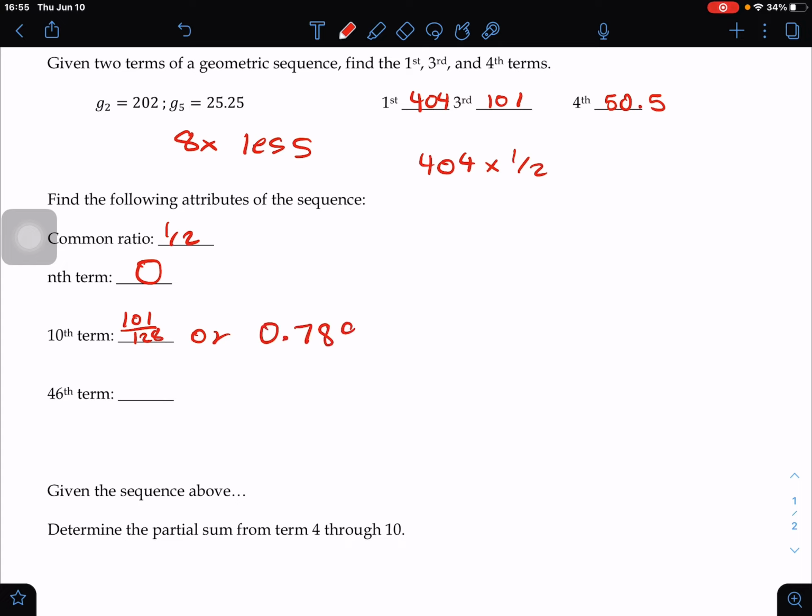For the 46th term, we have to do the same thing. We have to do 1/2 to the 45th power, and then multiply that times 404. And in our calculator, I got roughly 1.148 times 10 to the negative 11th power, because it's given in scientific notation, because this number is so small.